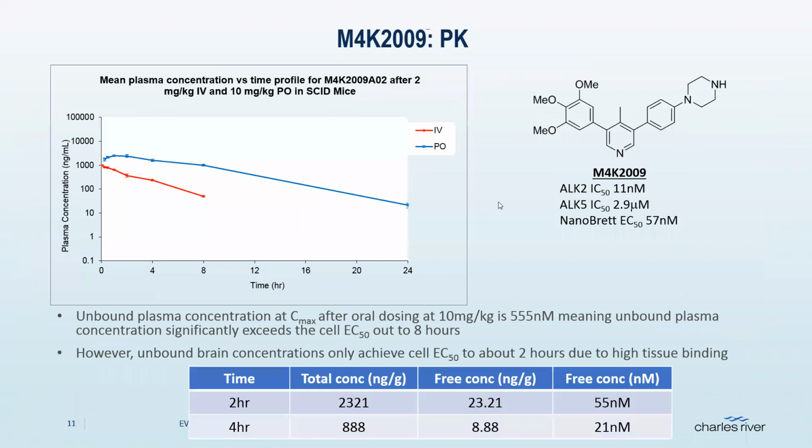So yeah, this goes back to talking about that free drug hypothesis again, and David already showed this slide that Sue generated, talking about the free concentration of M4K2009 at various time points based on the pharmacokinetics at 10 mg per kg that we have so far, and based on the NanoBRET EC50s. And you can see that at 2 hours, the free drug concentration after a 10 mg per kg dose is around the EC50. So, we're in the ballpark, we're in the game.